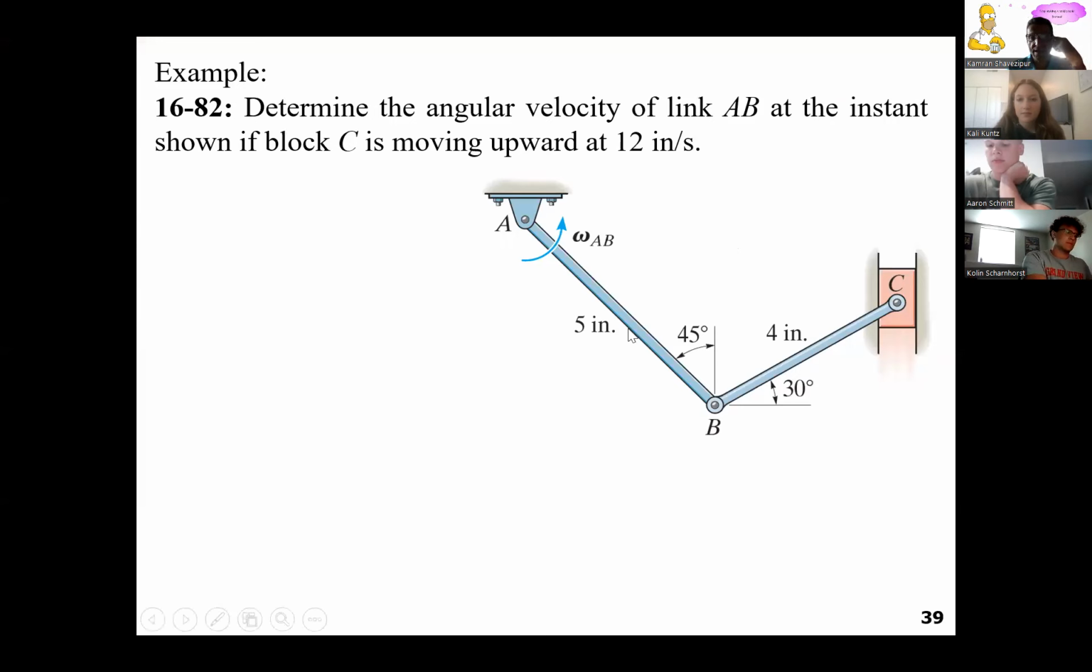Here you have omega AB given, or no? Let me see. Omega AB is not given. The velocity of the block is given. So you know the velocity of the block going up is 12 inches per second. You have all the dimensions, and we go from there. So let me draw this thing here.